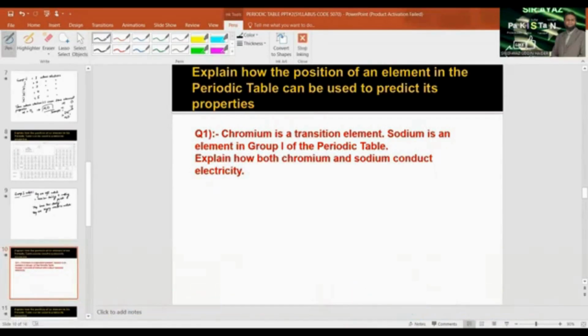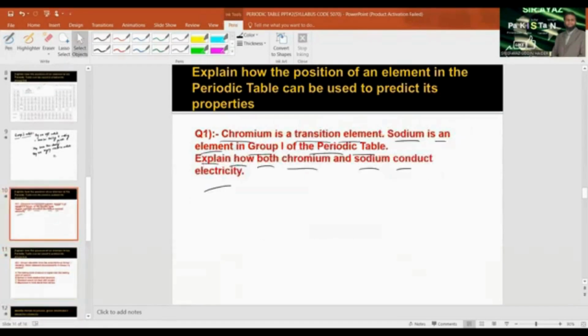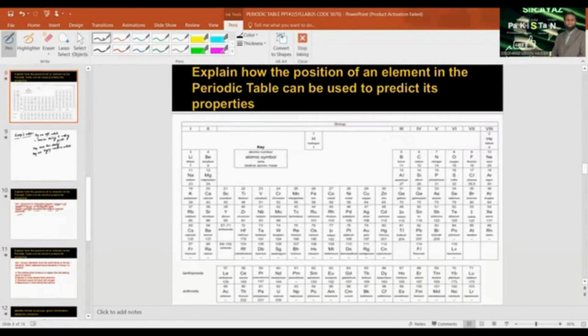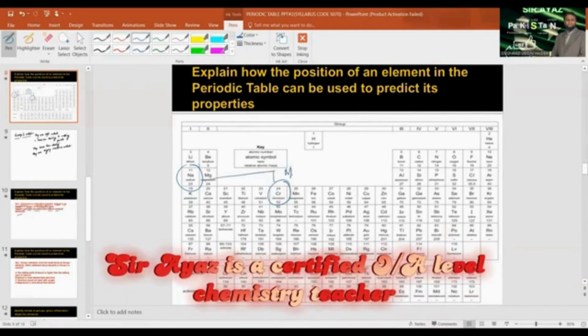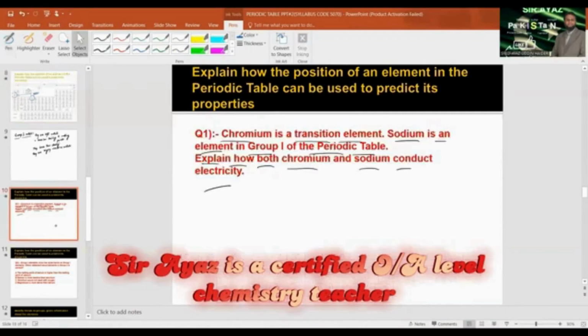Now here is a past paper question. Chromium is a transition element. Sodium is an element in group 1 of the periodic table. Explain how both chromium and sodium conduct electricity. Let's see the position of sodium and chromium in the periodic table. Sodium is present in group 1, which means it's a metal. And chromium is in the middle of the periodic table, which means it's also below the staircase line. So both of these are metals. So now you can answer this question easily.